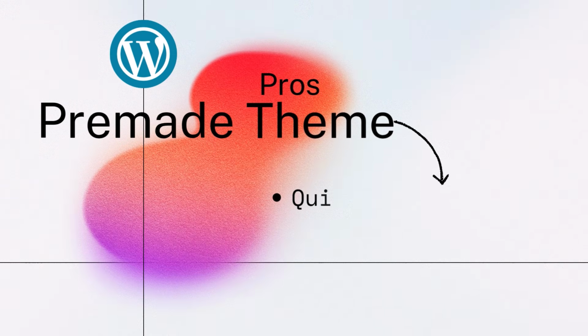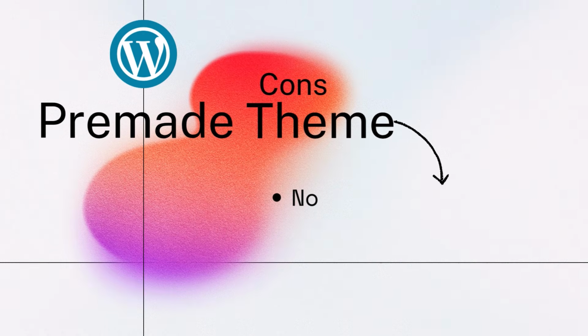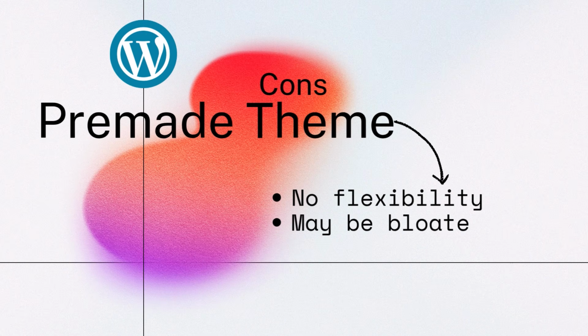This is very quick to launch. Second one, low cost. You can pick up a WordPress theme for as low as $20 or even $30 sometimes. No development skill is required here, so it makes it appealing for beginners. The not too good part about this is that design flexibility is limited because you might not be able to undo some code, and it may include bloat or unnecessary features in case someone who designed that theme is not a serious coder.